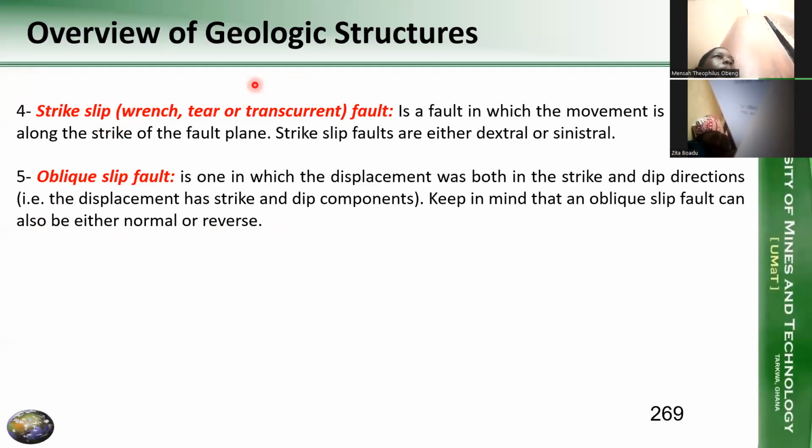We have a strike slip fault. A strike slip fault is a fault in which the movement is horizontal along the strike of the fault plane. All right. Then we could also have an oblique slip fault. So these are other types of faults, strike slip and then oblique slip. In an oblique slip, we have displacement in both the strike and dip directions.